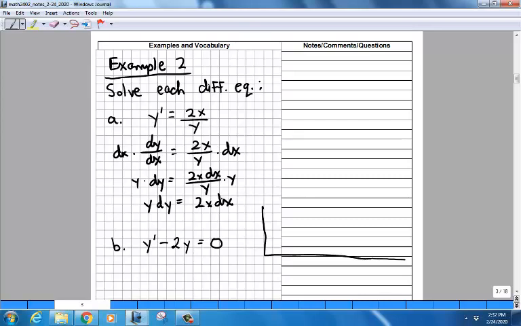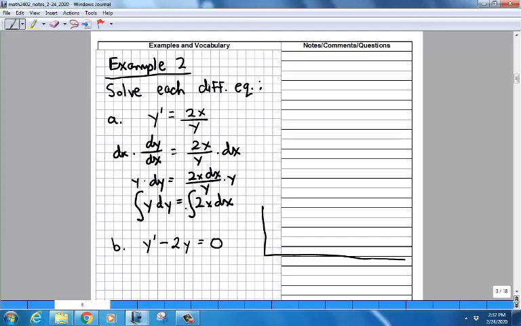Since these two expressions are equal, then their antiderivatives should be equal as well, right? So now I'm going to integrate both sides. Can we integrate these? I think you can integrate this one really easily. What's the antiderivative of 2x? Yeah, 2x squared over 2, sure. So the 2's will divide out.